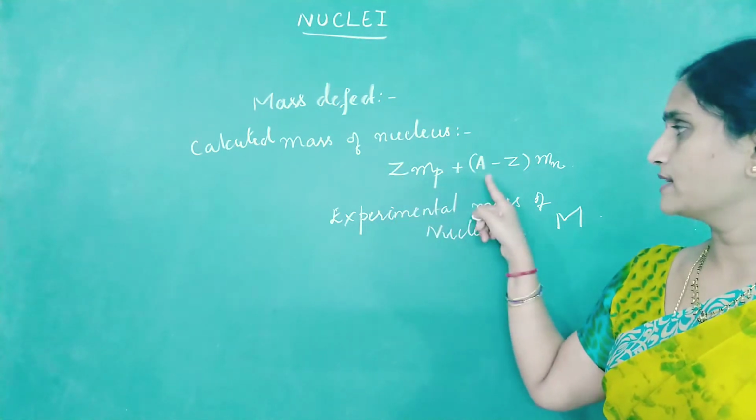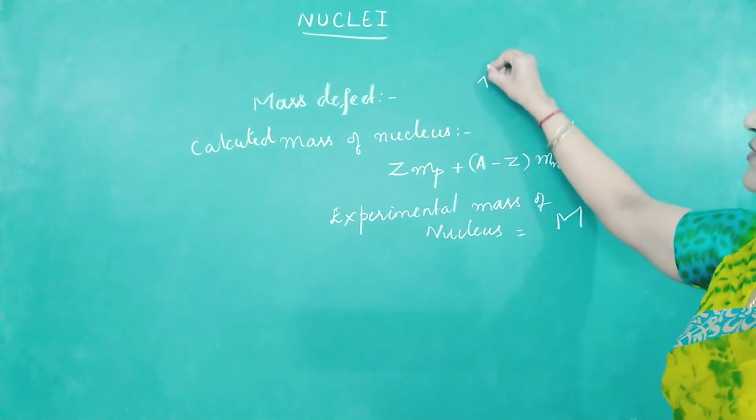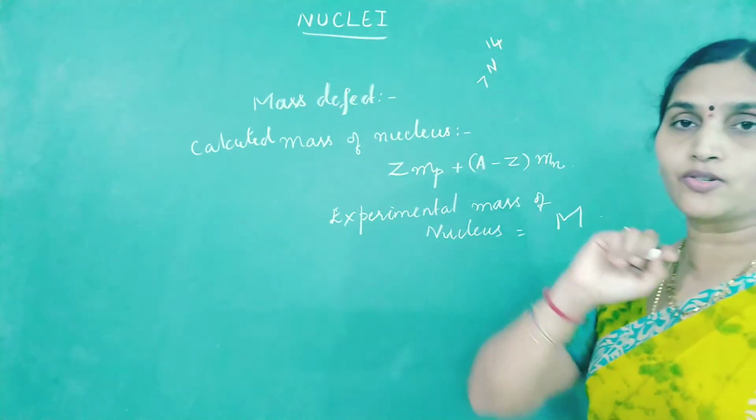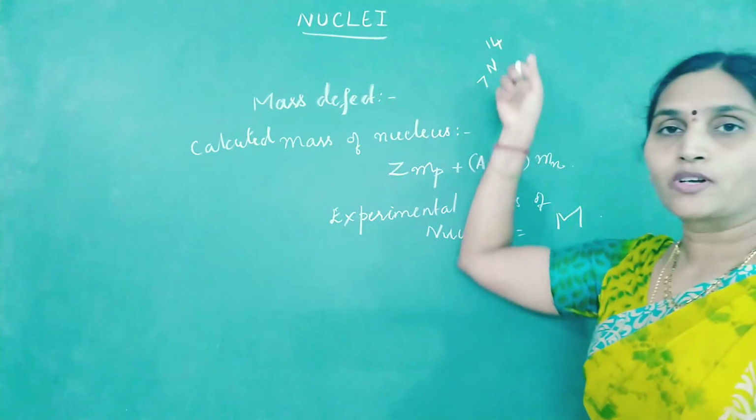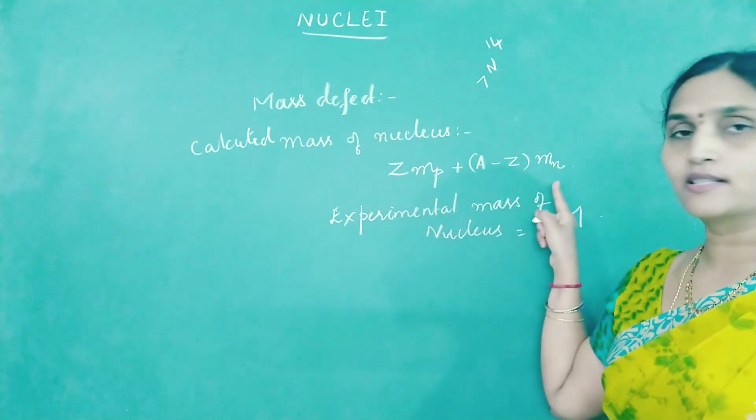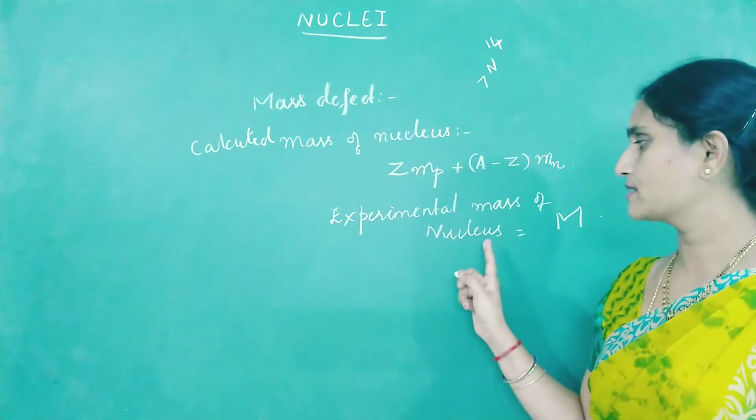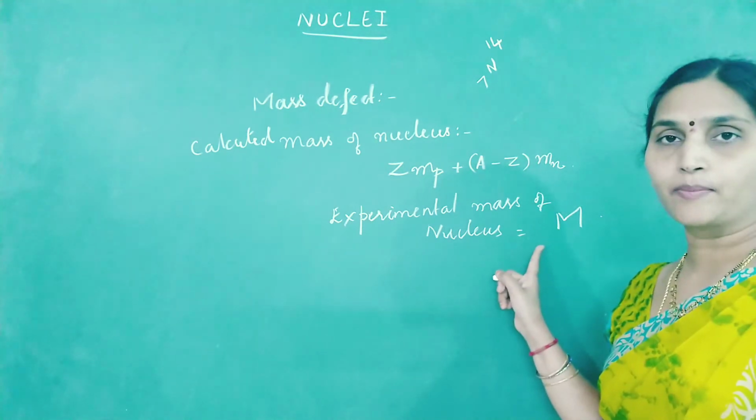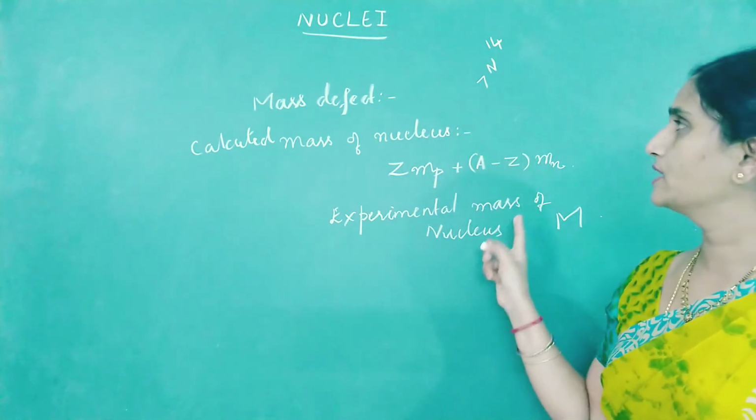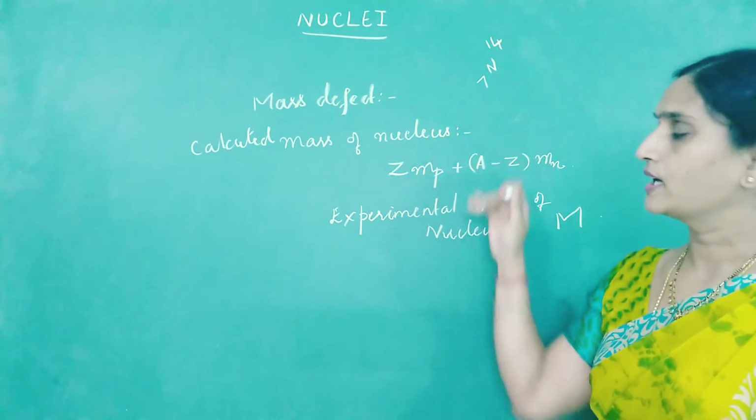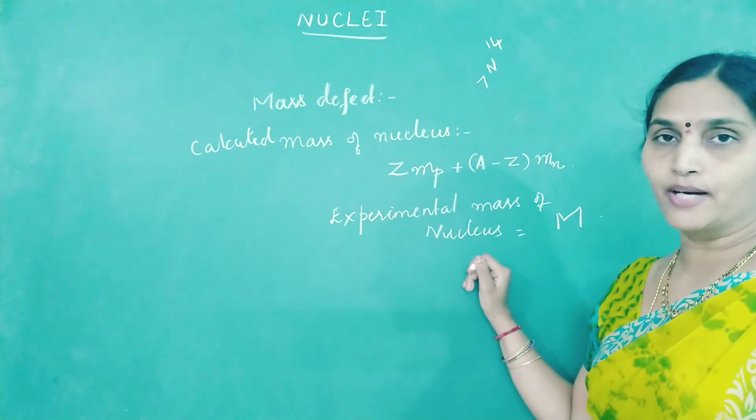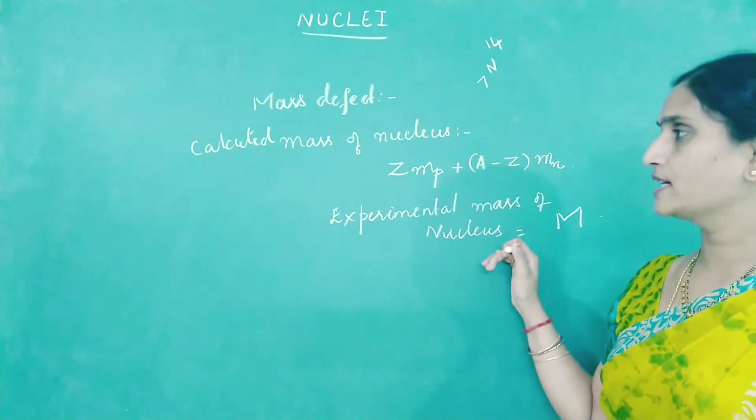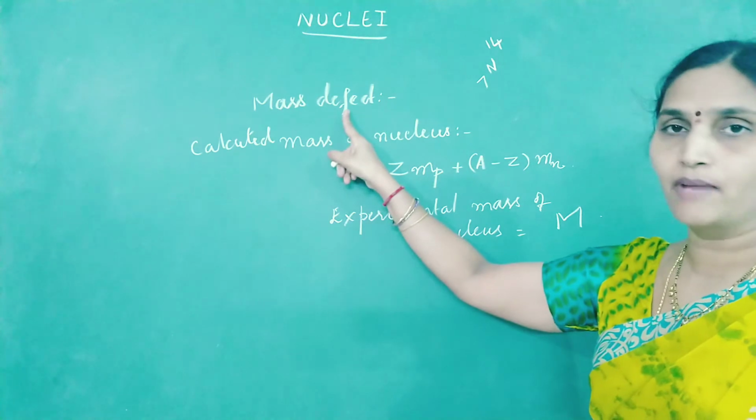Suppose you take the example of any nuclei like 7N14. We know there are 7 protons and 7 neutrons in it. Put the mass of proton and mass of neutron in the relation to calculate the mass. Also find its experimental mass very accurately, then let the value be capital N. It is always observed that there is a difference between calculated mass and experimental mass. This difference between the calculated mass and experimental mass, we call the mass defect.